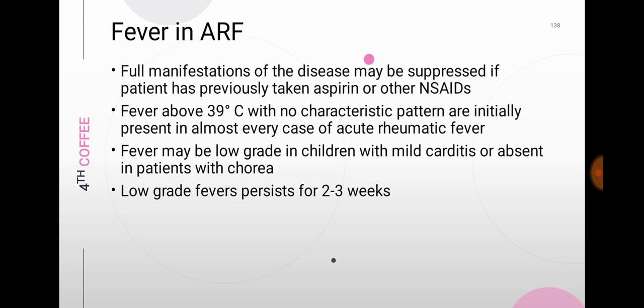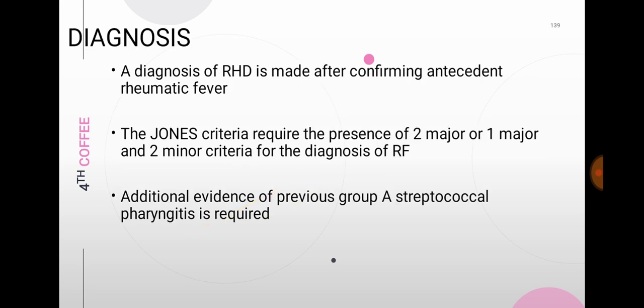So if you have a patient who has prolonged fever with tachycardia, think of RF. The diagnosis is made using the Jones criteria. You need 2 major criteria, or 1 major plus 2 minor, for a diagnosis of RF, plus evidence of group A beta hemolytic strep infection. If there's no evidence of group A strep infection, you cannot fully diagnose RF. So always remember your Jones criteria plus evidence of GAS infection.